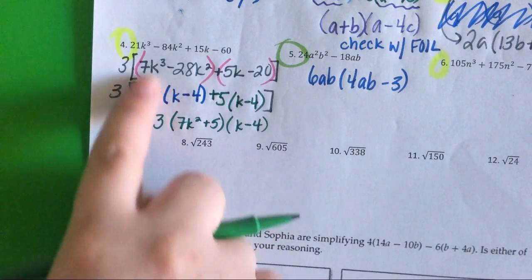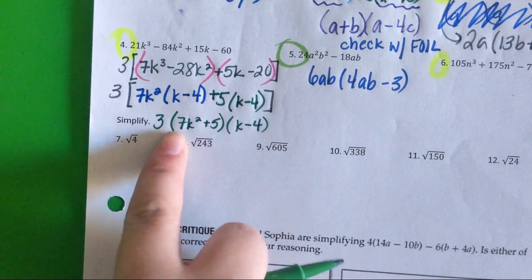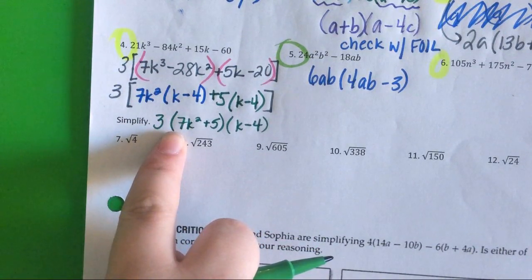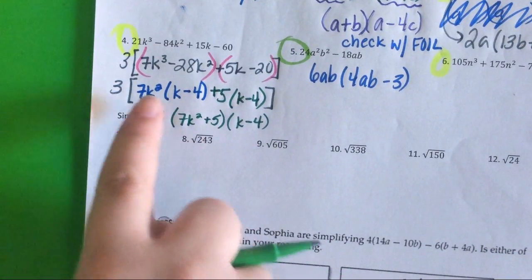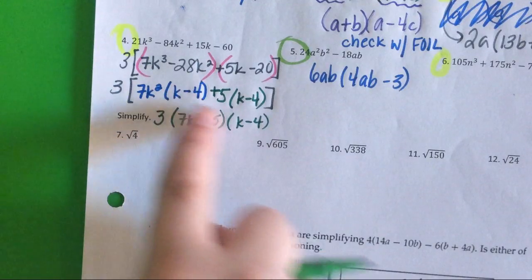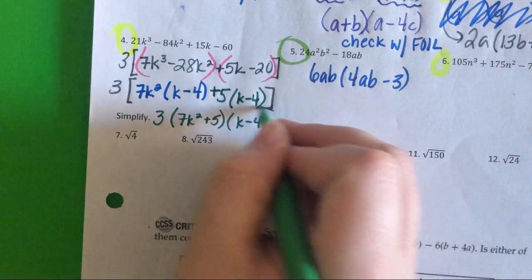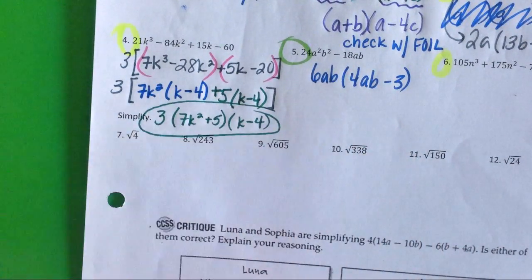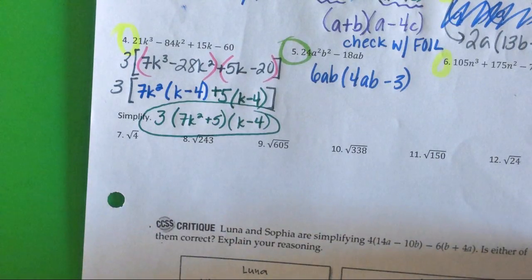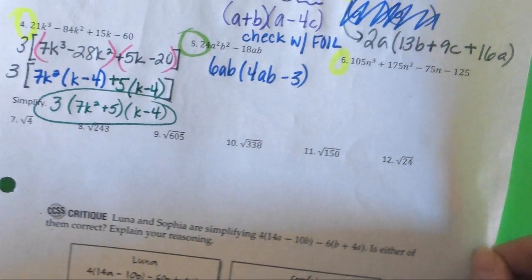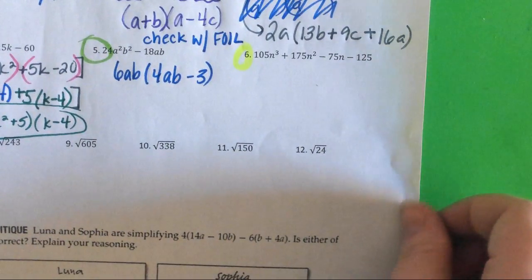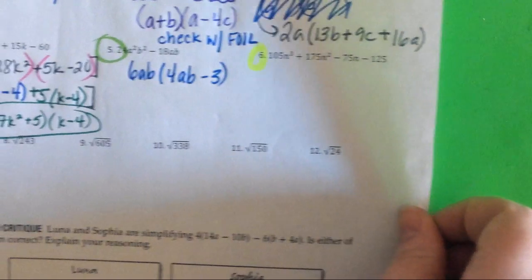So the 3, I've just been bringing him down this entire time that Ellie factored out to begin with. He didn't go away. He just wasn't part of the grouping process. So the 3's still there. We have 7k squared plus 5, and then we have the k minus 4s. Perfect. Are there any questions about number 4? Number 6 also ends up being a complicated one. Interesting. So let's go to number 6. What factor could I pull out of number 6?